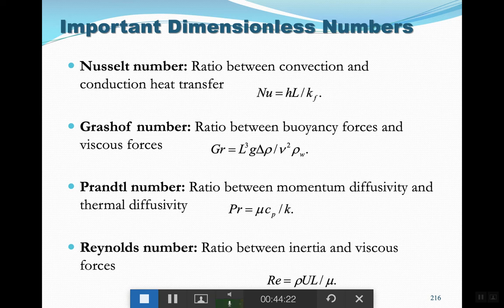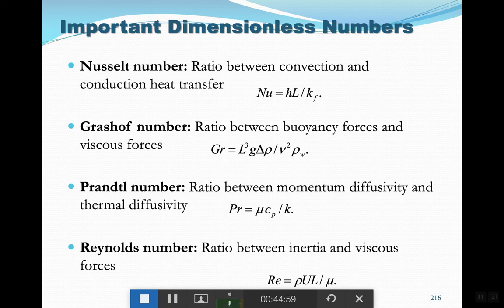Then you have the Grashof number, which is the ratio of buoyancy forces to viscous forces. The buoyancy forces are natural convection forces, and viscous forces are the forces of the flow due to viscosity, viscous dissipation. Then you have the Prandtl number, which is useful for diffusive systems. For example, when something is diffusing into another material, that's when you have the Prandtl number, and this is basically between the momentum diffusivity and thermal diffusivity.